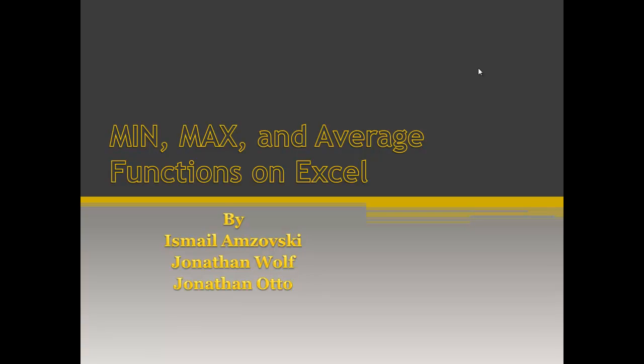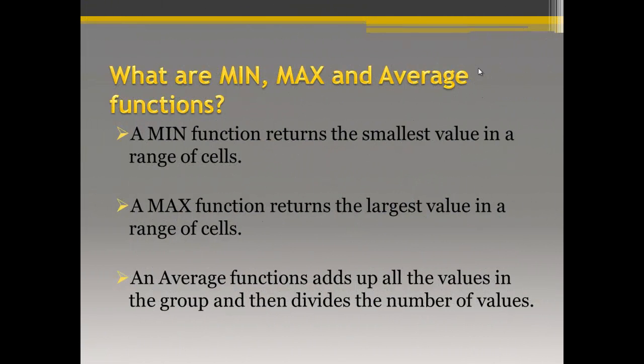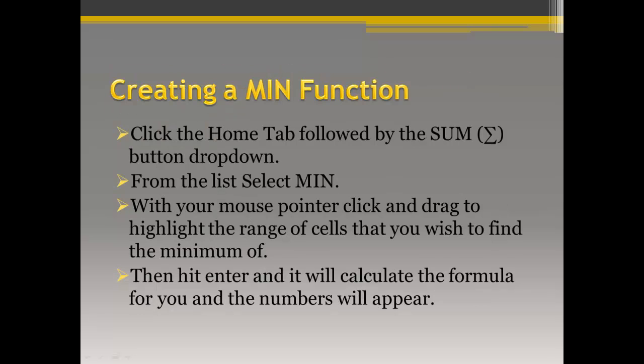This video is going to explain how to use the min, max, and average functions on Excel. What are the min, max, and average functions? A min function will return the smallest value in a range of cells, and a max function returns the largest value in a range of cells. An average function will add up all the values in the group of cells and divide by the number of values.